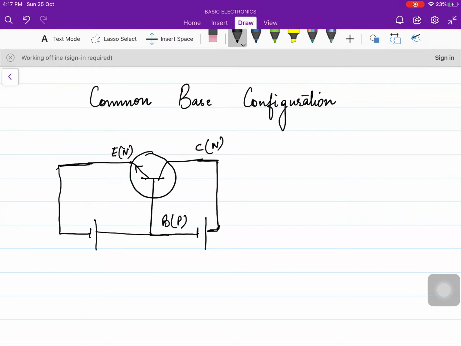Now what is the voltage between these two terminals? It is between emitter and base, so it is VEB. Similarly, this is VCB. Now let us show the direction of currents.